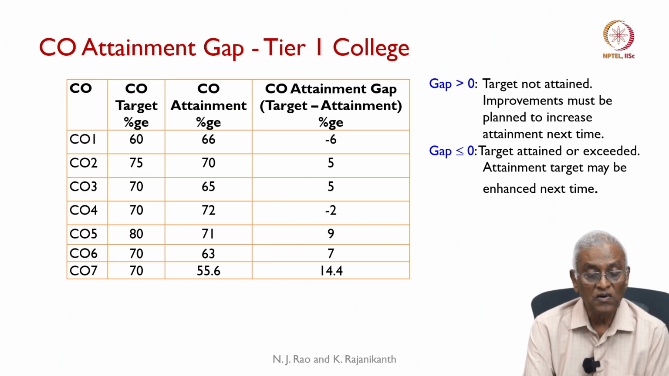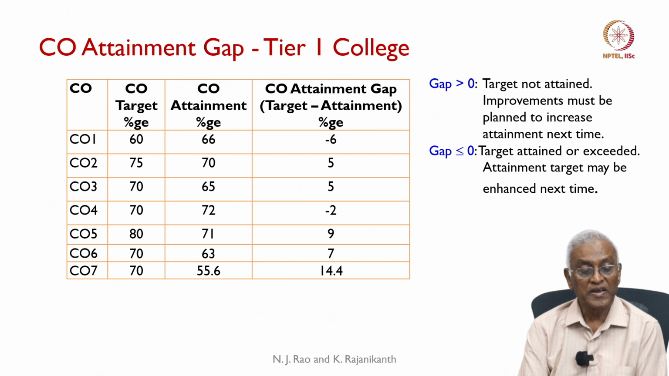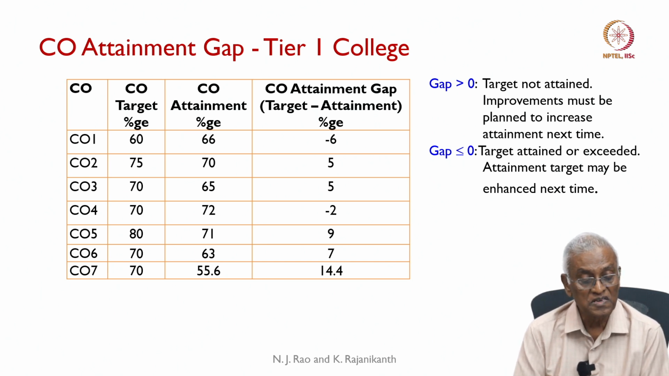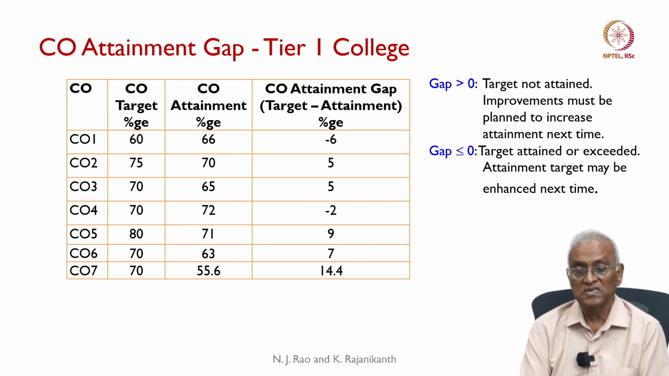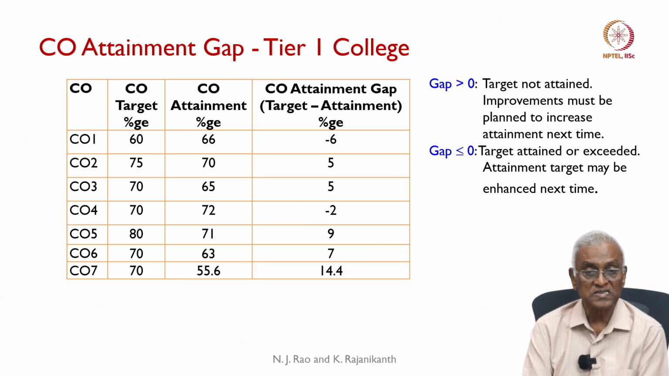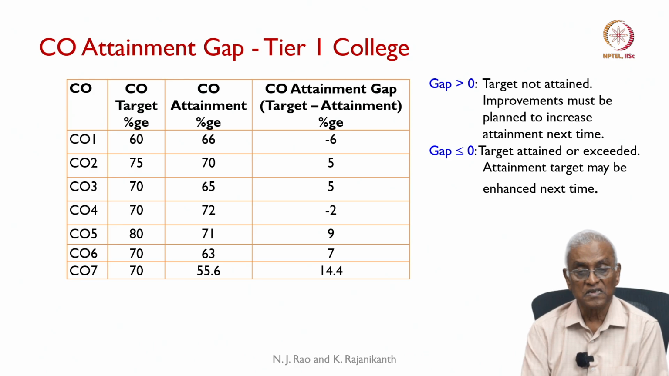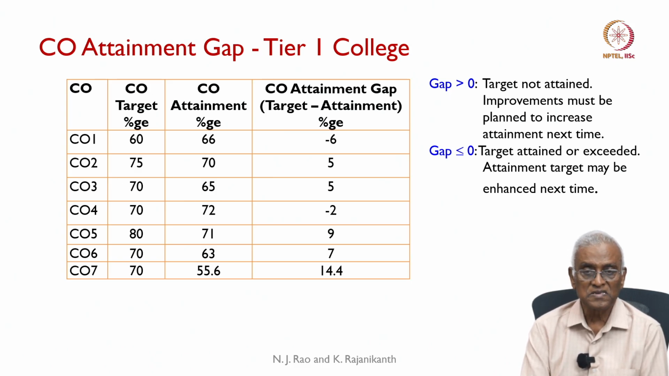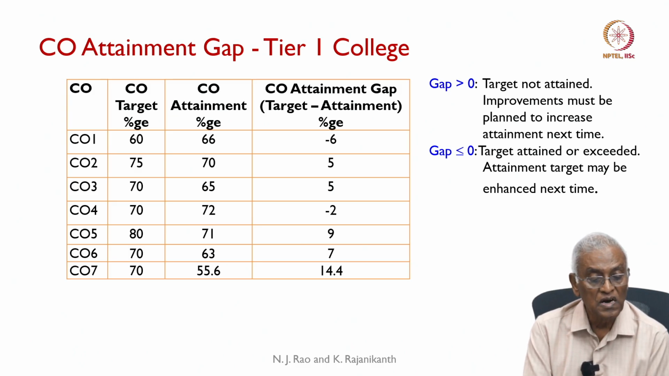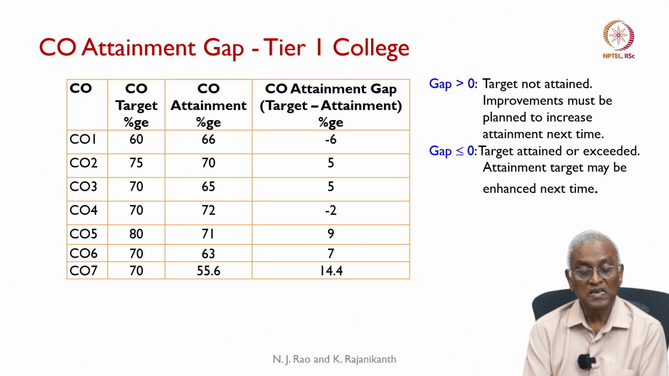Now I compare it with the target. I kept the target for each CO like this. Like CO1, the target is 60 and attainment is 66. That means I have performed better than what I was expecting them to perform. That's why we will put a minus sign with that, -6%. Whereas CO2 target is 75 and the class average is only 70, so there is a gap of 5.